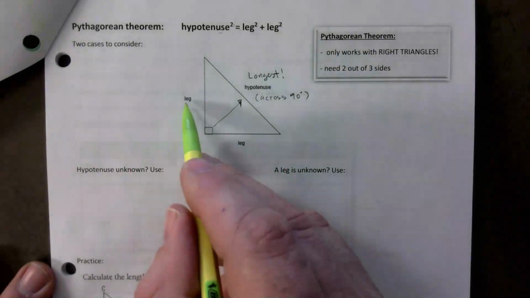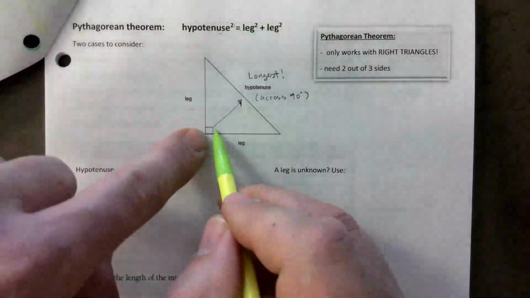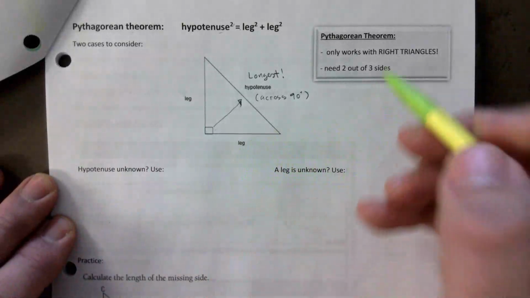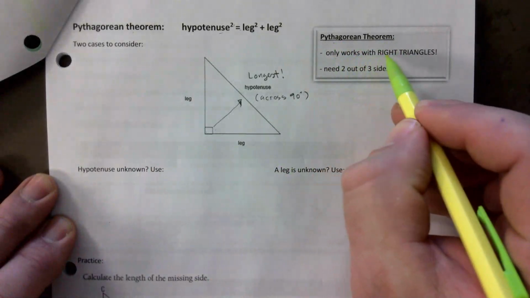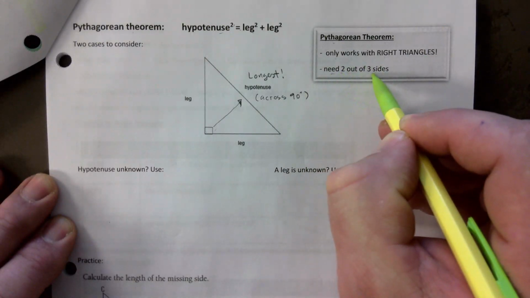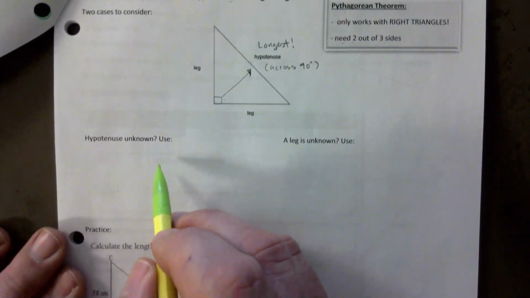This is a leg, this is a leg. So the other two are called legs. The hypotenuse is the easiest one to find, across the 90. The other ones are legs. Okay. So the Pythagorean theorem only works with right triangles. You need 2 out of the 3 sides or else you cannot use it. Okay. So 2 cases here.